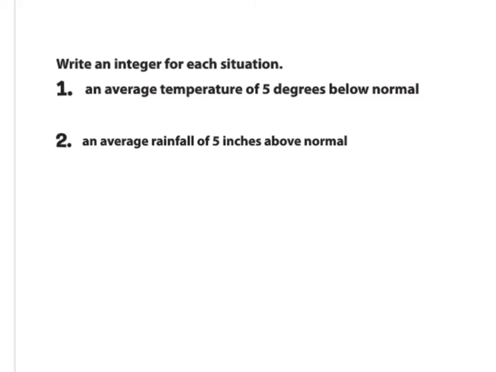So the key is understanding what situations represent positive and what represents negative. So in this example, it says that an average temperature of 5 degrees below normal. So I know that I'm going to have 5 degrees, and the fact that it says below normal makes me think that it's below 0, and all numbers below 0 are negative. Next one says an average rainfall of 5 inches above normal. When I think of above, I think positive, so I'm going to write a positive 5.